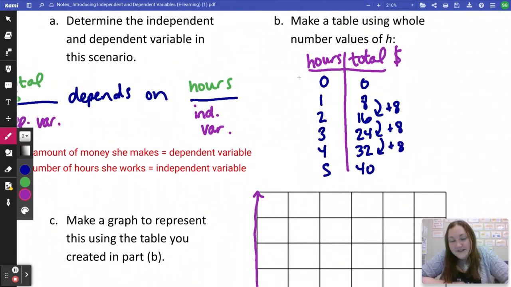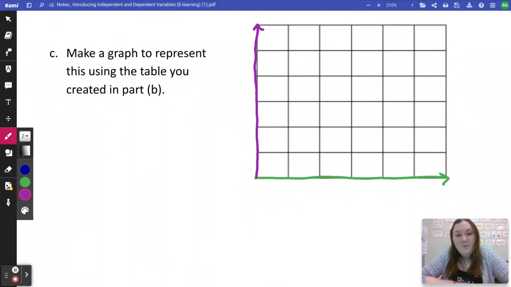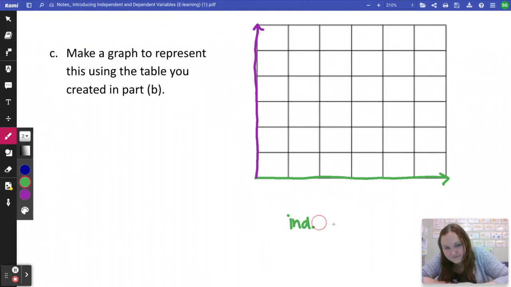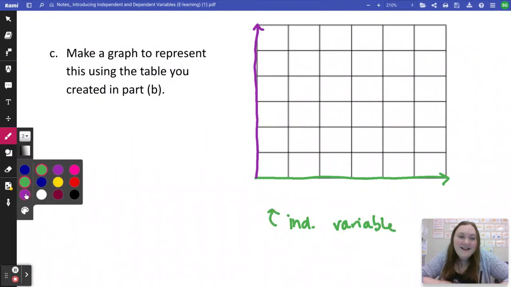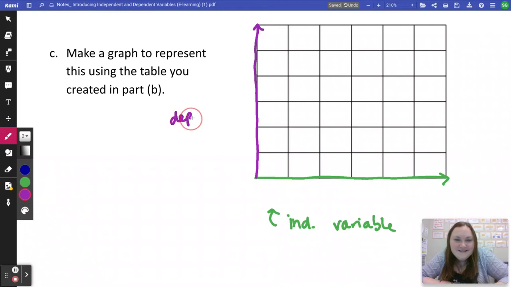Similar to how when we created our table, we started off by labeling those two columns, hours and total. And just like there was a standard way to set up our table where we said that independent variable is first in the table and the dependent variable is second, the same thing is true for our graphs. When we graph, our independent variable always goes down here on your x-axis, and our dependent variable always goes over here on your y-axis.